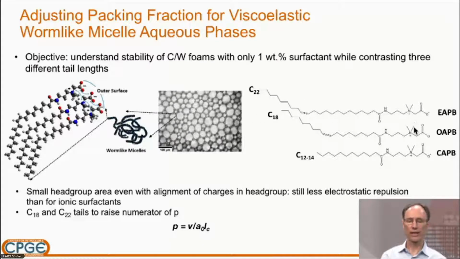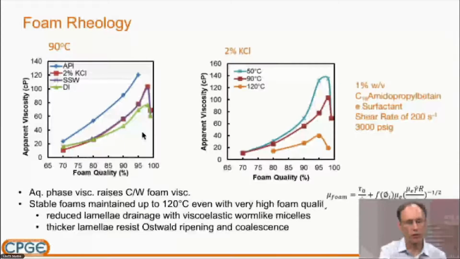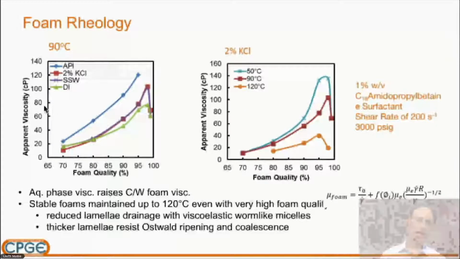So with a combination of the small heads and the longer tails, this is what enables us to have these worm-like micelles. And the worm-like micelles then viscify the aqueous phase. And by viscifying the aqueous phase, it viscifies the foam. So these are apparent viscosities measured, as you showed for the earlier systems, versus foam quality.